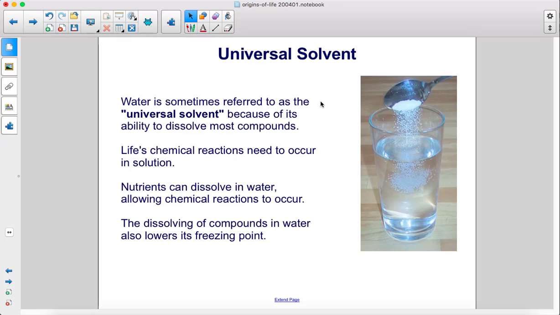Water is sometimes referred to as the universal solvent because of its ability to dissolve most compounds. Life's chemical reactions need to occur in solution. Nutrients can dissolve in water, allowing chemical reactions to occur. The dissolving of compounds in water also lowers its freezing point.